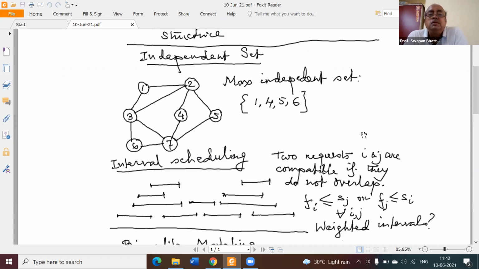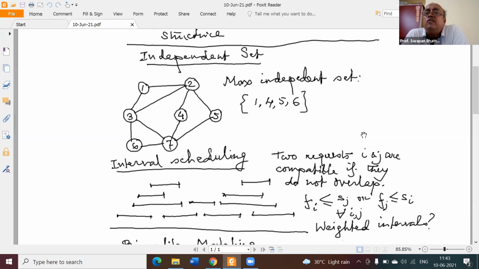Now suppose we draw a graph like this. Listen to me very, very carefully. I represent each request as a node. That means if I have a total of n requests, I will have n nodes. In this example, 1, 2, 3, 4, 5, 6, 7, 8, 9, 10, 11, we'll have 11 nodes.